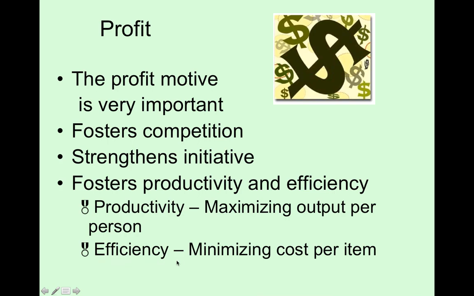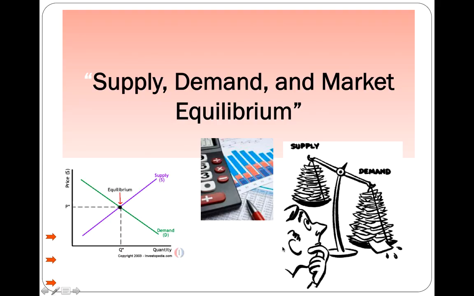And efficiency is minimizing the cost per item. How low can we get the cost per item so you can sell more of it without losing the value in it. And for efficiency, a good way to think about that is just not wasting. Okay, there's no waste at the end there for the profit.